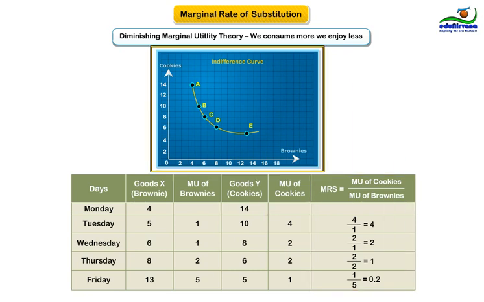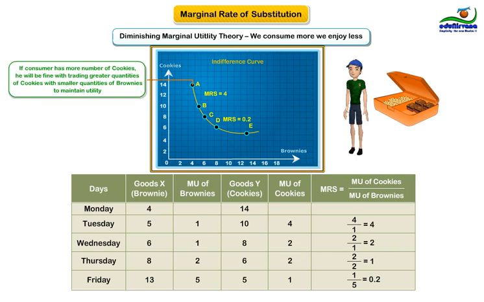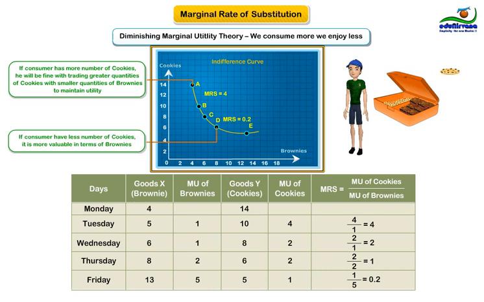So, the above point is explained clearly by MRS. Initially, MRS is 4, that is point A to point B, and over time, that is point D to point E, the MRS reduces to 0.20. Or, in more general words, we can say that if consumer has more of cookies, he will be fine with trading greater quantities of cookies with smaller quantities of brownies to maintain utility. This is intuitively appealing. If consumer has less of cookies, it is more valuable in terms of brownies.